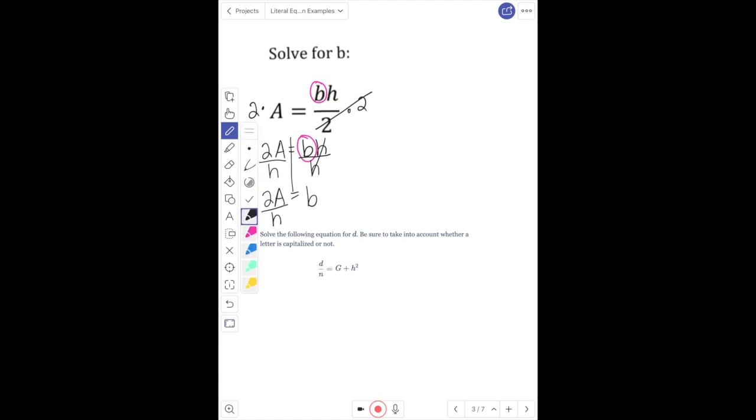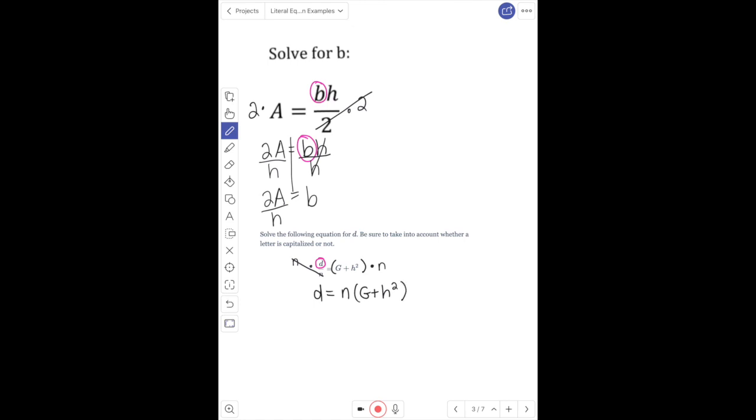All right, so for the next problem, we are solving for d. In order to solve for d, we need to get rid of that denominator of n. So we're going to multiply by n to get d by itself. Now, here's the thing. The whole left side, or excuse me, the whole right side has to be multiplied by n. You can't just pick and choose what you want n to be multiplied by. So I'm going to use parentheses to make sure I'm multiplying the whole right side by n. So d equals n times, with the parentheses to make sure I'm multiplying the whole thing, g plus h squared.